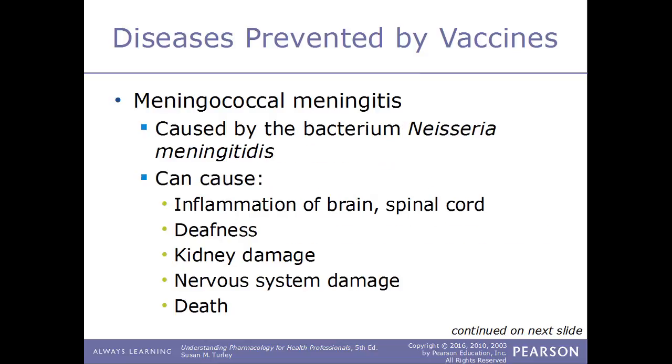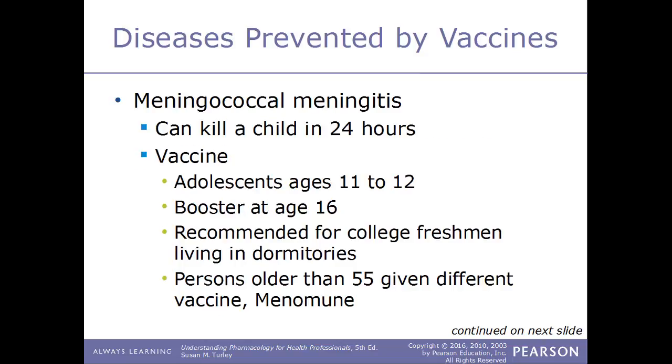Another example of a disease that's been prevented by a vaccine: meningococcal meningitis. This is caused by the bacterium Neisseria meningitidis. This can cause inflammation of the brain and of the spinal cord, can lead to deafness, kidney damage, nervous system damage, and eventually death. Now, this can even kill a child in less than 24 hours. The vaccine for this condition is given to adolescents between the ages of 11 and 12, and then a booster at the age of 16.